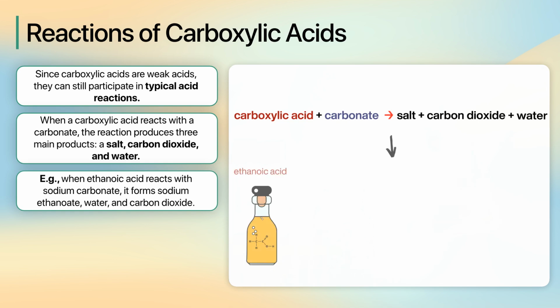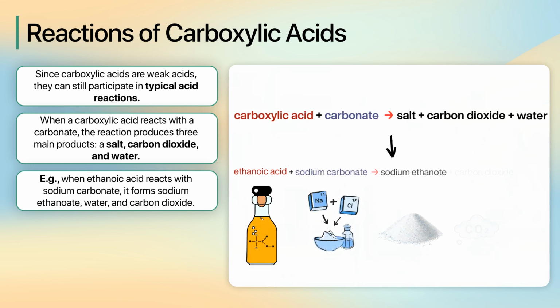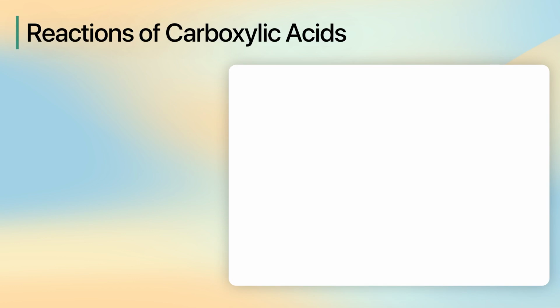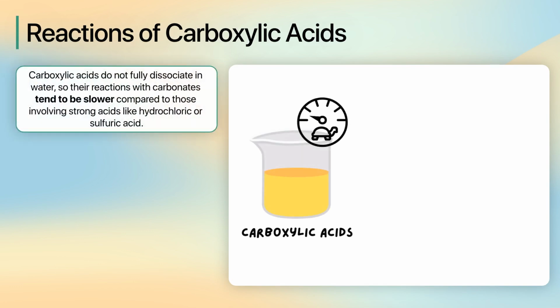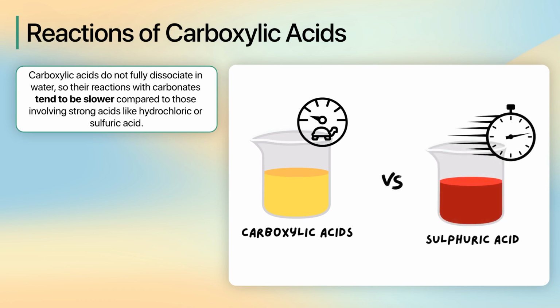Let us reuse ethanoic acid as an example of this. When ethanoic acid reacts with sodium carbonate, it forms sodium ethanoate, carbon dioxide, and water. However, because carboxylic acids are weak and do not fully dissociate in water, their reactions with carbonates tend to be slower compared to those involving strong acids like hydrochloric or sulfuric acid.